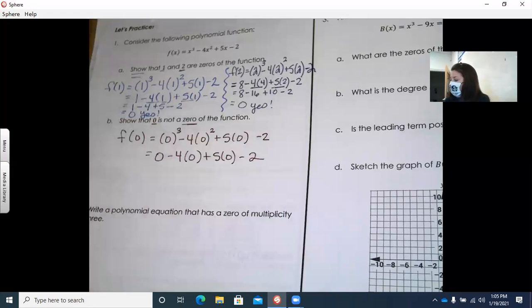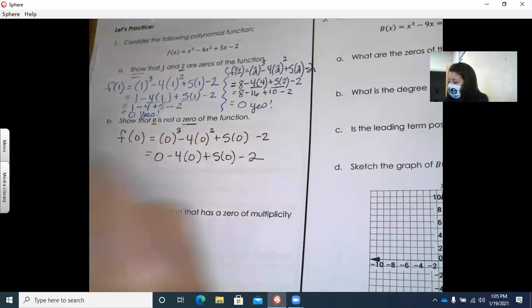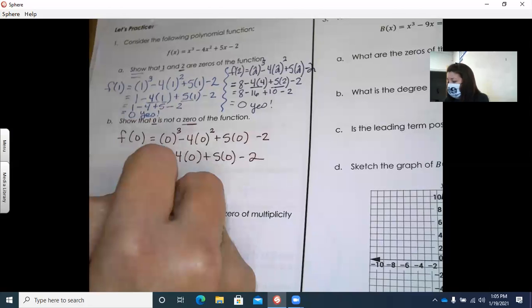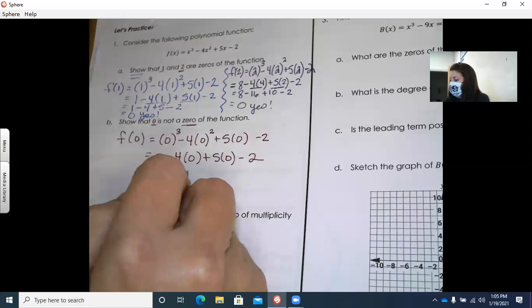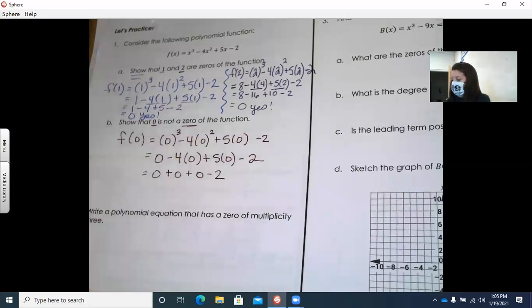All right, now I'll take care of the multiplication. So I have 0. What's -4 times 0? 0. And does it matter if I put plus 0 minus 0? No, because 0 is really not positive or negative. And what's 5 times 0? 0. And then bring down your -2. So what is 0 plus 0 plus 0 minus 2? -2. Did we know we were going to get a number other than 0? Yeah. So did we prove that 0 is not a 0 of the function? Yeah, we did. It did not equal 0.